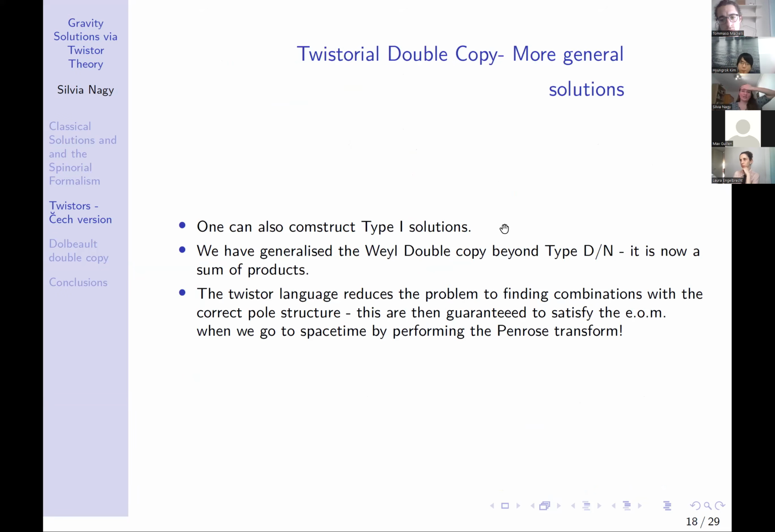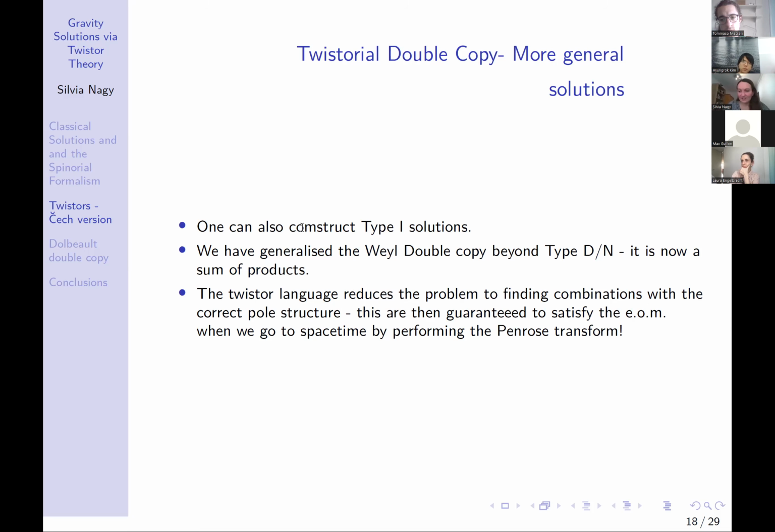And we've actually shown in the paper that you can do it for type 1 as well, and it allows this generalization. And so the point is that the twistor language reduced us to the problem of finding combinations with the correct pole structure. And remember, when I was showing you this Penrose transform, these are then guaranteed to satisfy the equations of motion. So somehow the differential equation part of the problem, where one has to check that these guys are really solutions, is removed in this formulation, because we can directly just look at the algebraic properties of these functions.